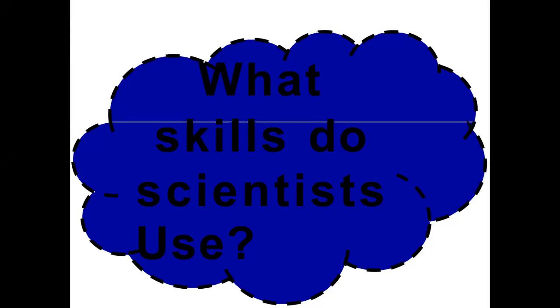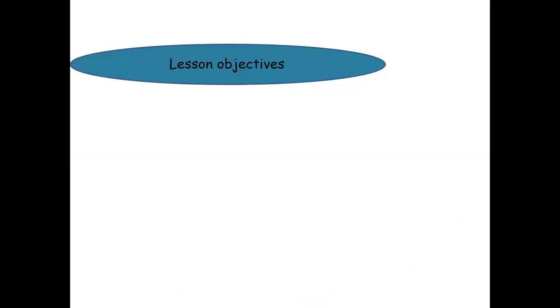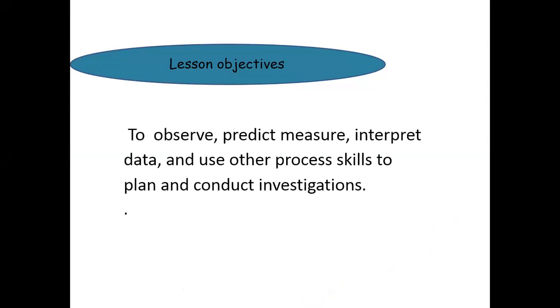Today we will complete our lesson. What skills do scientists use? Lesson objectives: to observe, predict, measure, interpret data, and use other process skills to plan and conduct investigations.